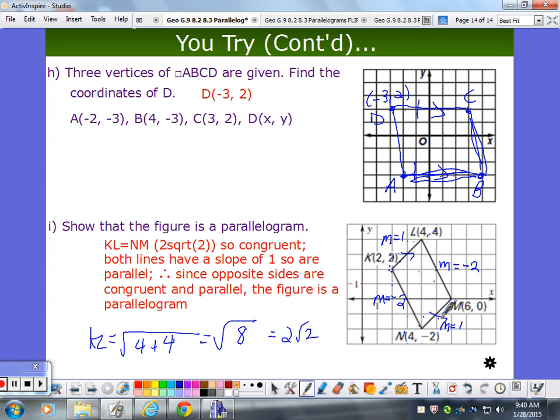And then what's the length of MN? Do the same thing. What's the distance between my x values of 4 and 6? 2, you square it. What's the distance between 0 and -2, my y values? That's also 2. Square it. So I'm getting the same value. So since these are parallel and congruent, I know it's a parallelogram. So you can use either one of those theorems. Doesn't matter. So questions? What do you think? We got this.